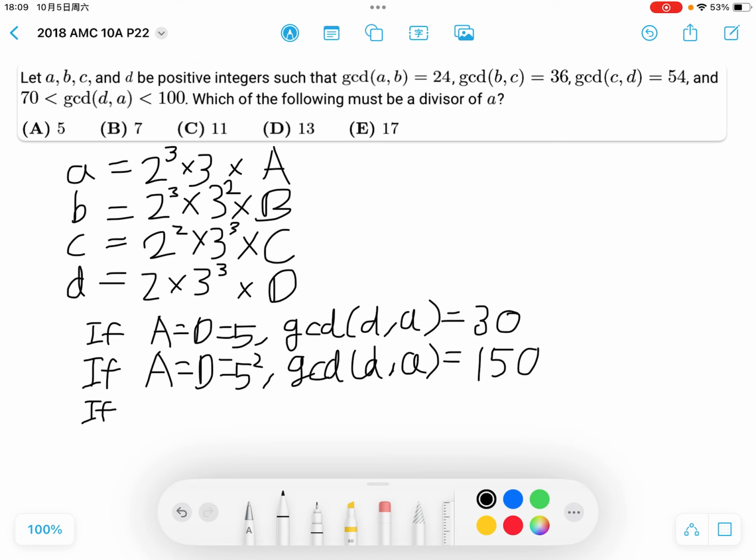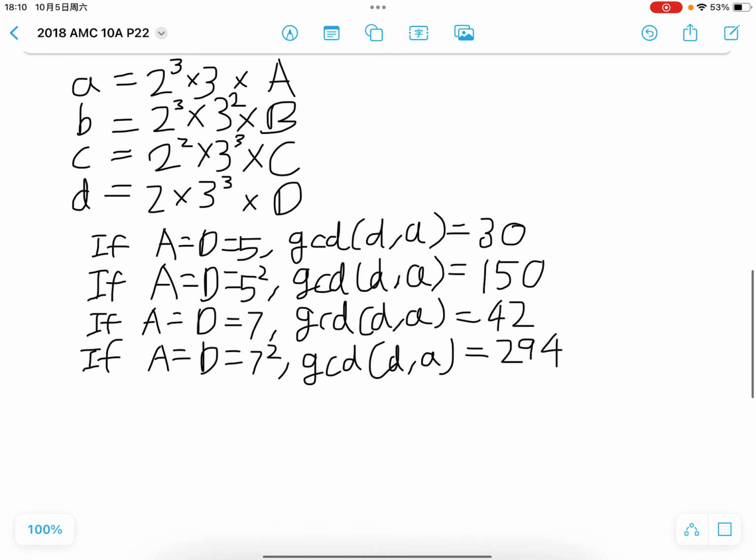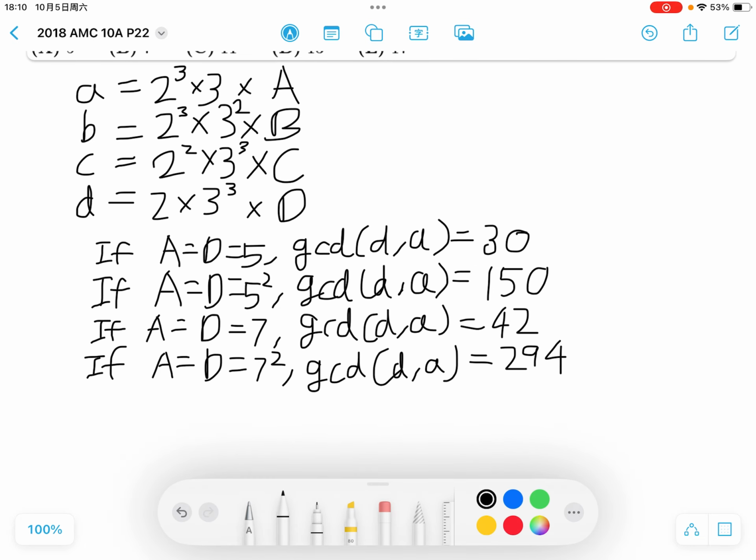So what about 7, which is our second option? If big A equals big D equals 7, the GCD of D and A would be equal to 6 times 7, which is 42, which is a bit too small for 70. Now what about if we have 7 squared? Then the GCD of D and A would be 42 times 7, which is 294. Now that's too big for 100. So that doesn't work either.